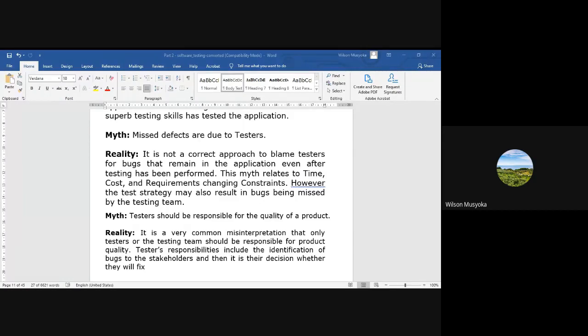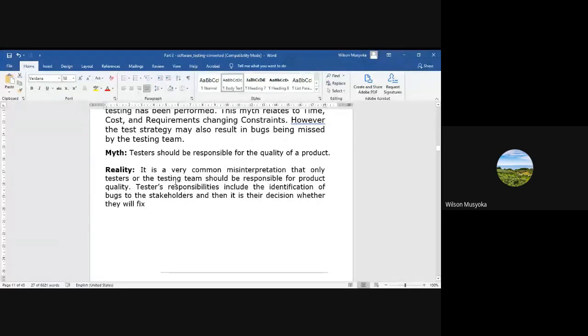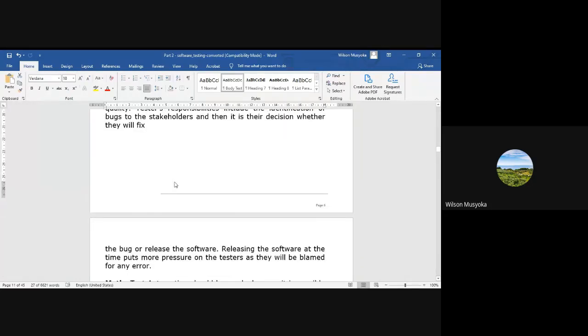Another myth is that testers should be responsible for the quality of the product. That is a misinterpretation of the concept that testers will conclusively go through the system and be able to get out all the errors. Testers are responsible for identification of bugs to the stakeholders. A tester may identify a challenge in the software, and once they have identified it, it is the responsibility of the other stakeholders, the developers and owners or customers of the system, to decide whether they are going to fix that bug or not.